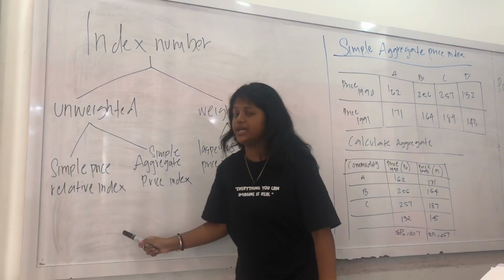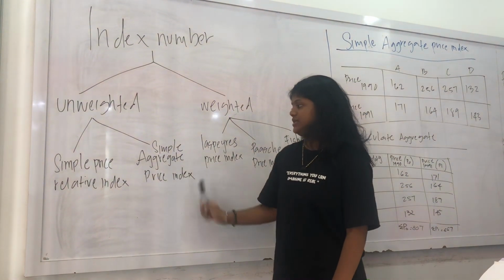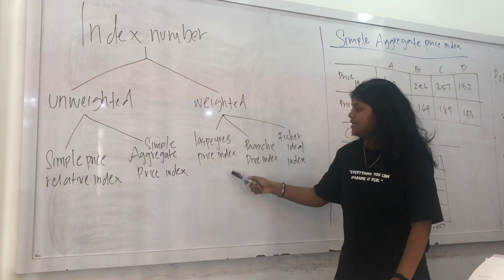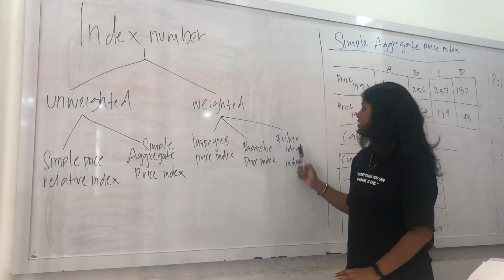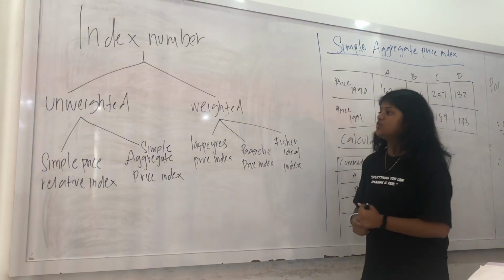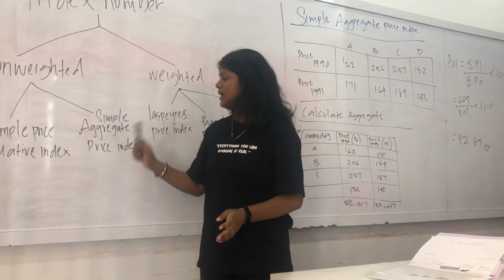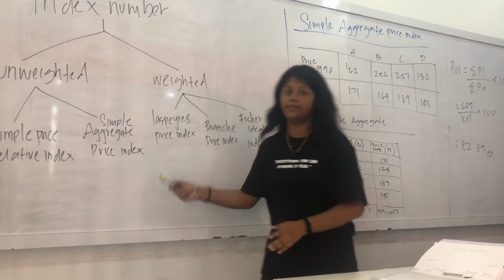Price relative index, and then simple aggregate price index. And the weighted ones are Laspeyres price index, Paasche price index, and Fisher's ideal index. So let's do the simple aggregate price index, the methods.